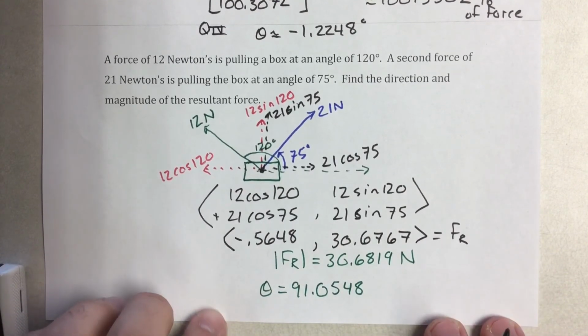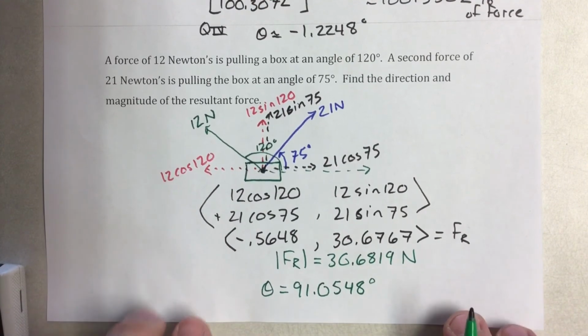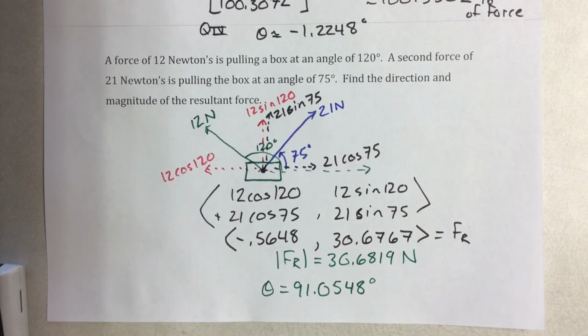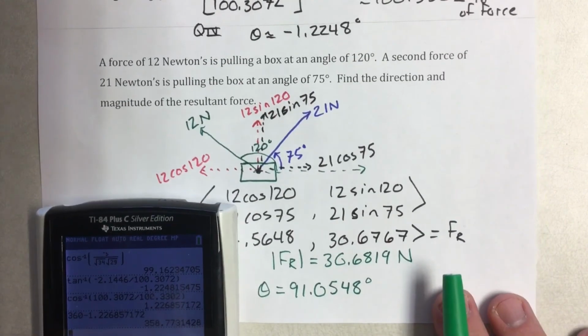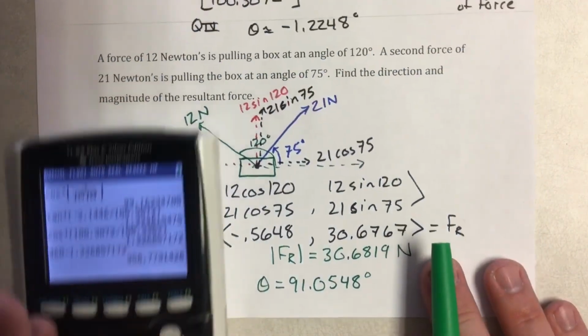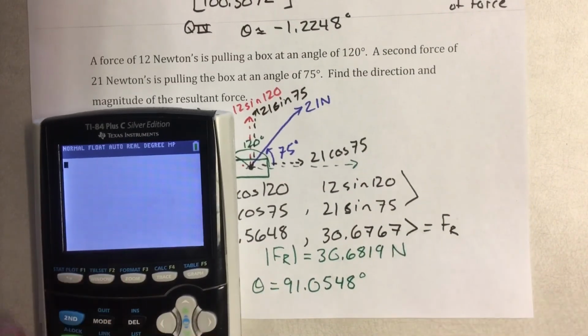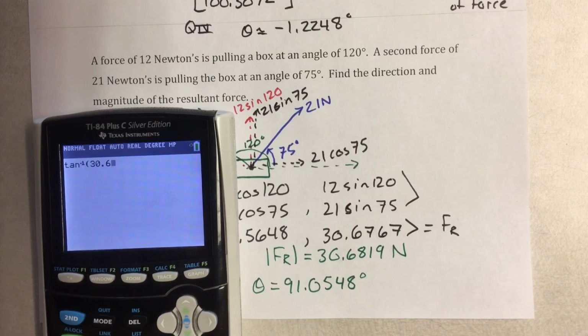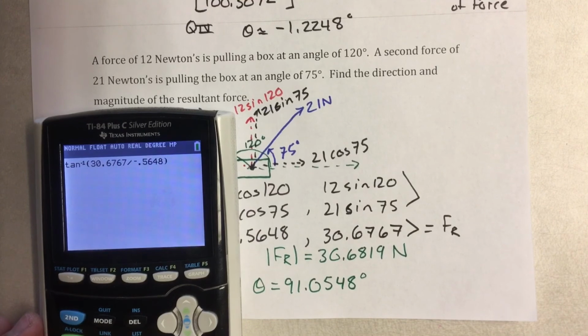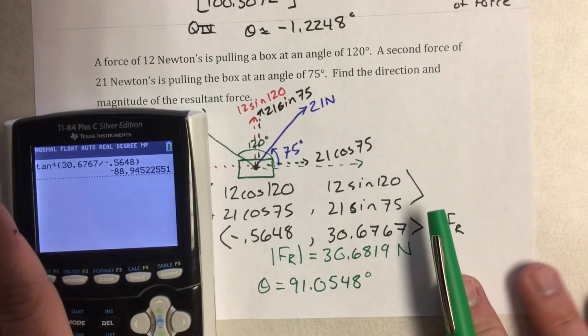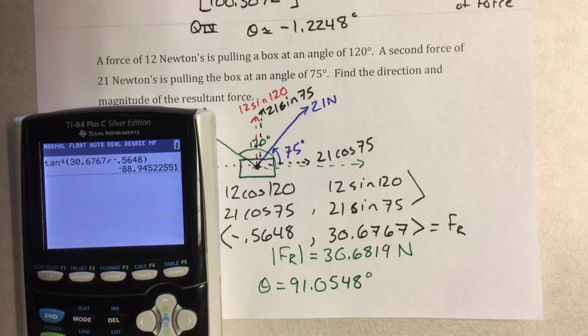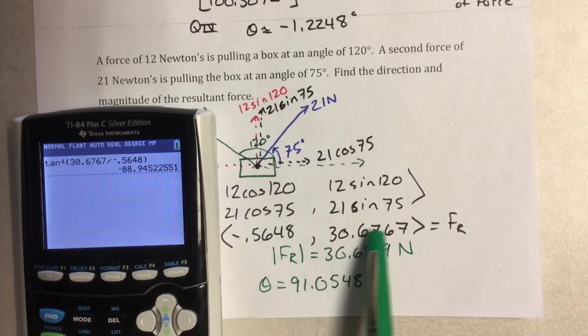And then you should get an angle measure of 91.0548. Now I found that using the arc cosine. So I'm going to test this out with the arctangent. So let's clear this here. Arctangent of the y component divided by the x component. We get negative 88.94522.